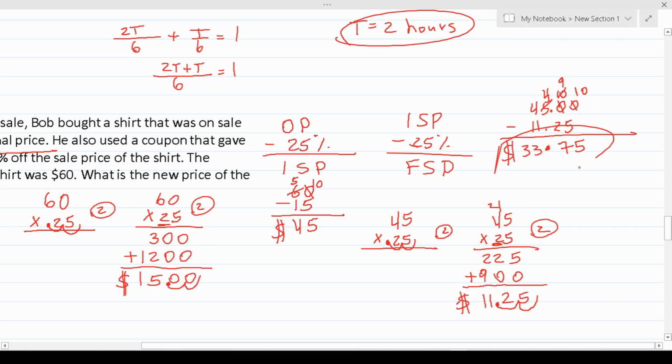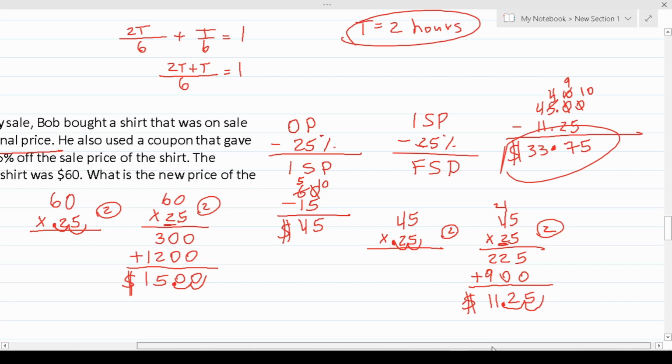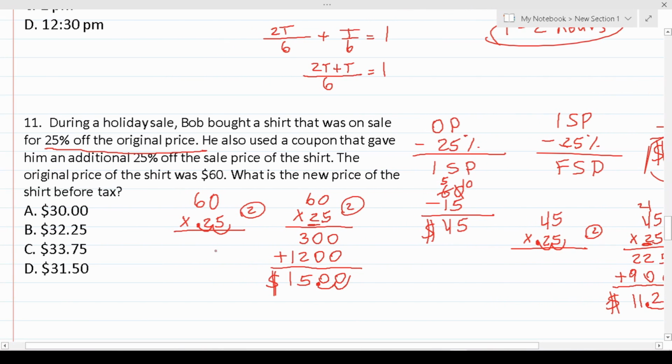So we can see the final sale price after 2 25% discounts are applied is $33.75, which is C. If you combine these discounts into one discount of 50%, you would have got this question wrong. You cannot do that. You have to do the work separately.